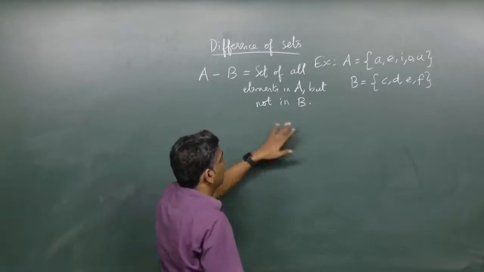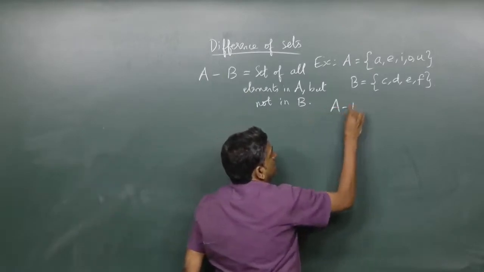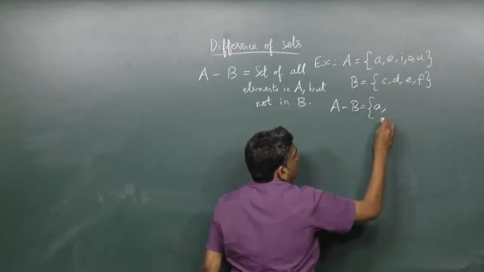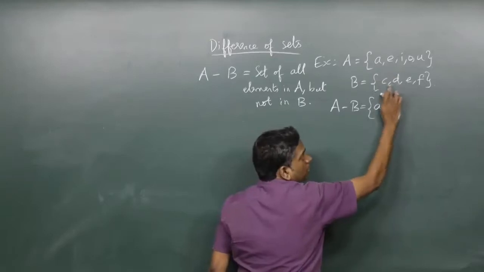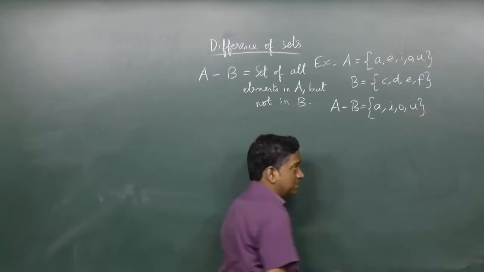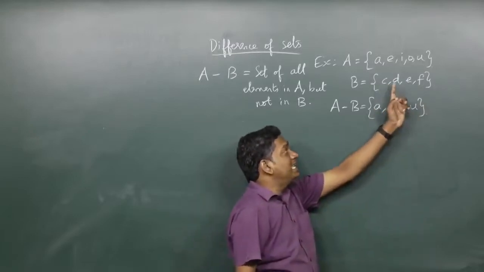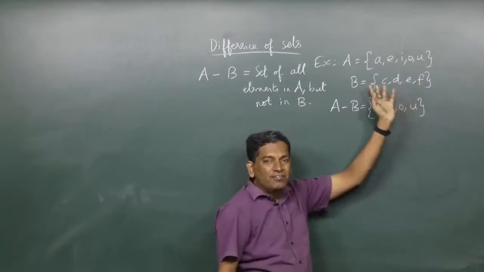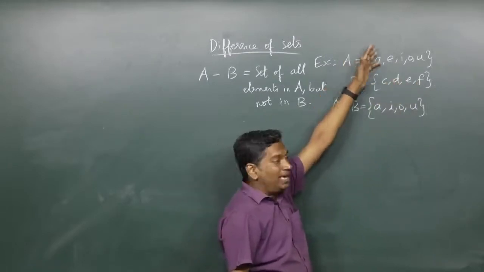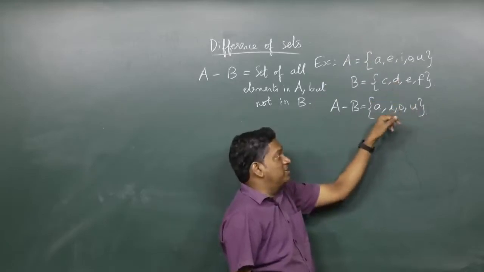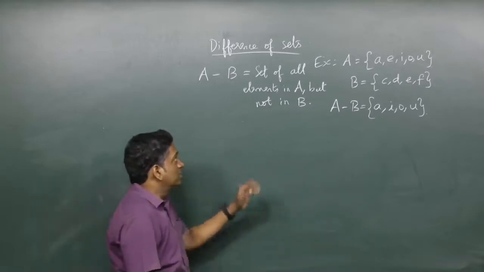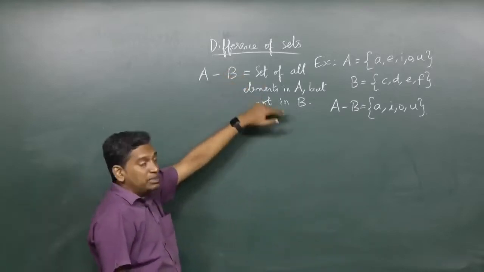So in this example, for A minus B, will the element A be there? Yes, it's not there in B, so it will be there. Will E be there? No, because E is present in B. I, O, U will be present. Now what happens to C, D, F, etc.? They don't matter. They are in B, but we are only concerned about elements in A. So it's not as if minus C or minus D is going to appear here. They will simply not appear in the list at all. So this is the set of all elements in A but not in B.